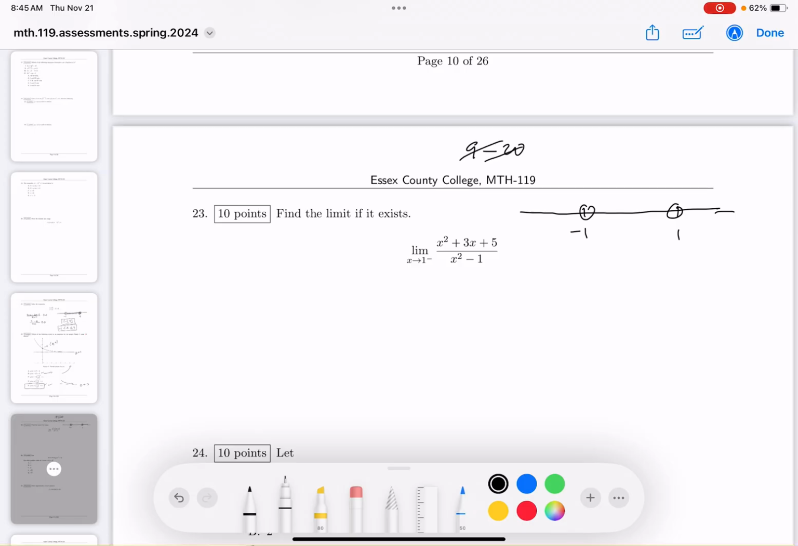So I'm going to go to the left of 1. That's right over here. Take a test point, like 0, plug it in. What do you get there? Plug in 0, you get positive on top and a negative on the bottom, negative overall. Now this is a division by 0 problem, which means it's going to be minus infinity. All right, that's done. Let's go to the next one.